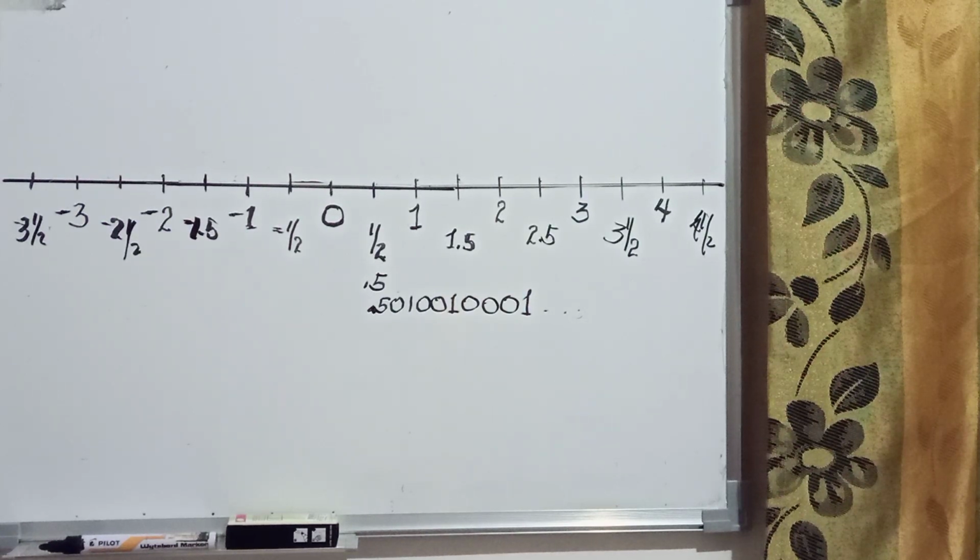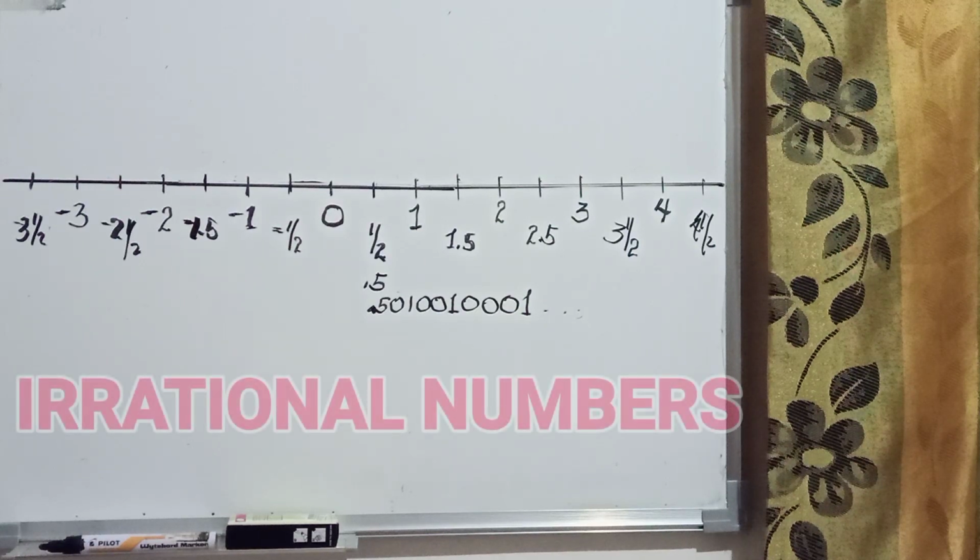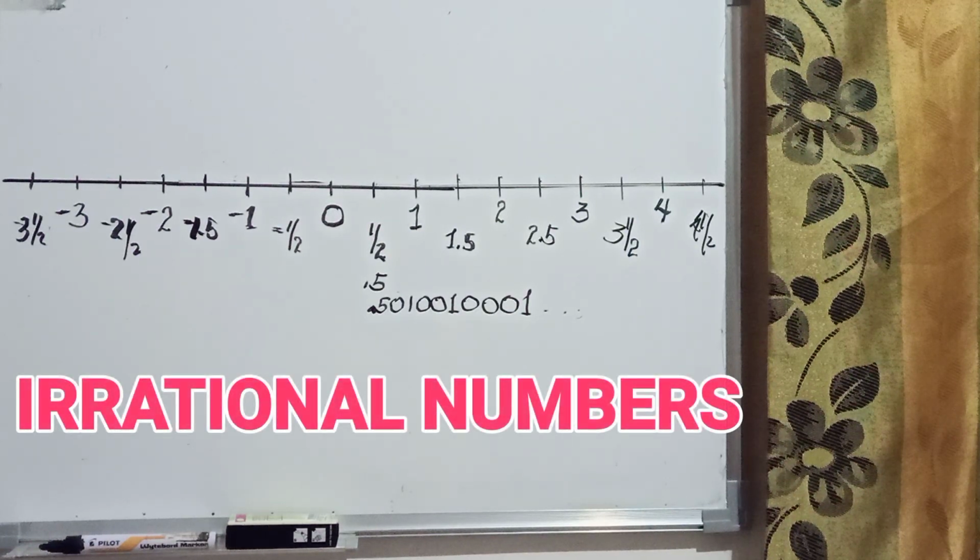But non-recurring also, because there are no numbers which are the same, which are repeatedly written. So we call it non-terminating and non-recurring numbers. And these numbers are no longer considered rational numbers. Rather, we call them now an irrational number.